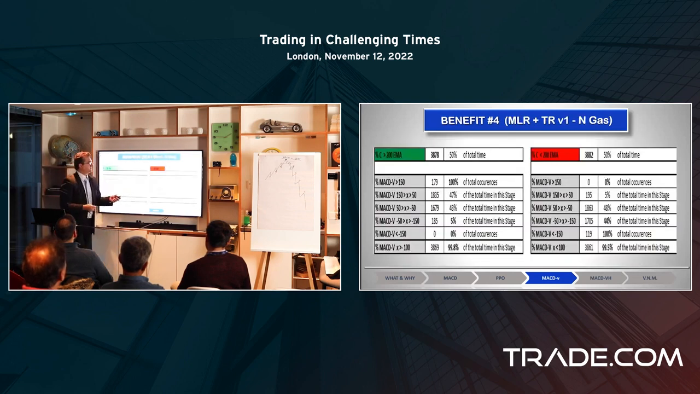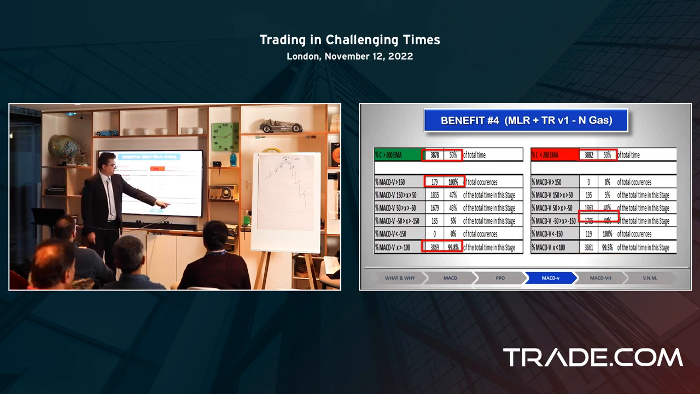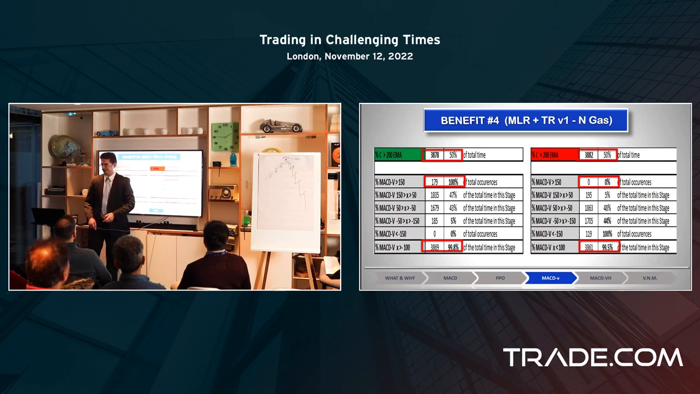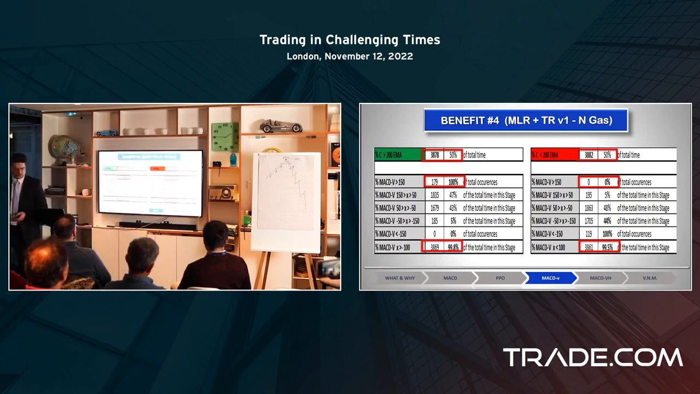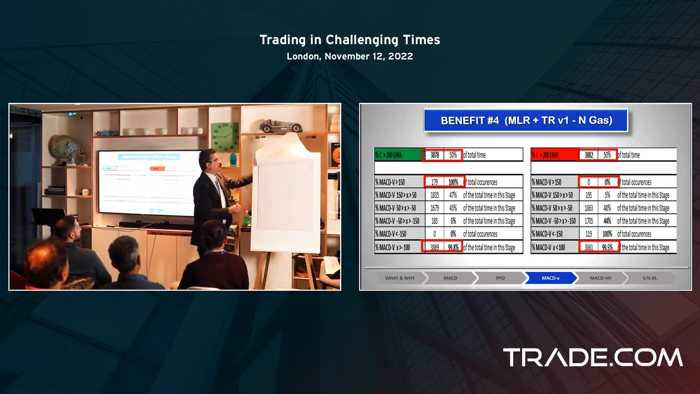Again, same thing with natural gas. Again, 99.8% of the observations when it's falling below 100. So this pattern, to put it this way, is to put some visual aspect on what the market does and how you can use it.